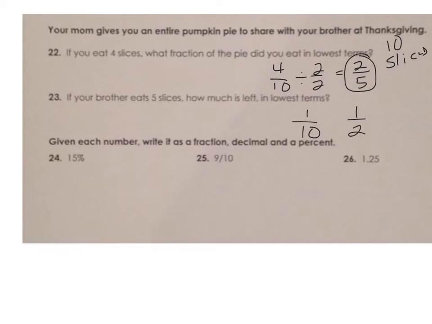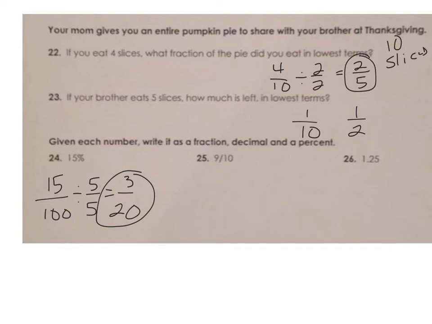Given each number, write it as a fraction, as a decimal, and a percent. 15% is the same as 15 out of 100, which we could simplify by dividing by 5. That would give you 3/20. The decimal is 0.15. And as a percent, it's already in a percent.